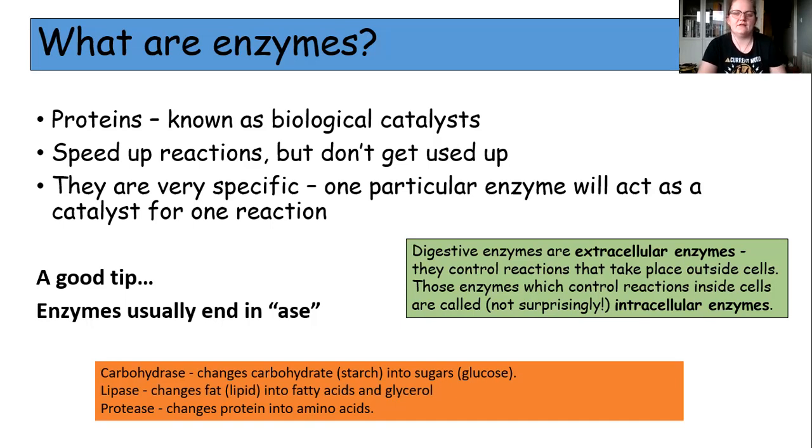They're really, really specific, like we said before. One particular enzyme will act as a catalyst for one reaction only, and it can't be used for multiple different types of reactions or different types of substrates. So what these biological catalysts do is speed up a reaction without being used, and they can act inside or outside of a cell.